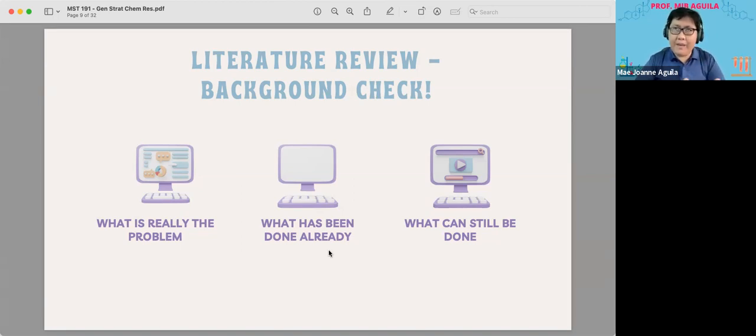So maybe at the start, they still have some idea about the problem, but they don't know yet the deeper connotation of the problem. So they will be able to be more equipped in defining the problem. Quite important is they will know what has already been done with regards to finding solutions to the problem that they think of having. And also, if they encounter what has already been done, they will have an idea of what can still be done. So this builds up their proposal quite nicely.